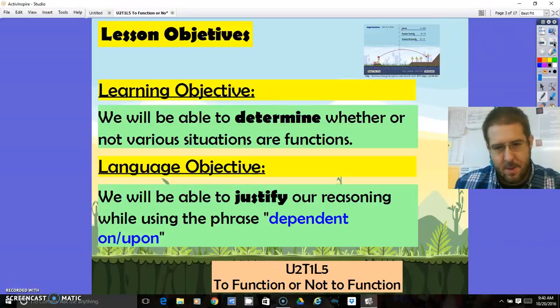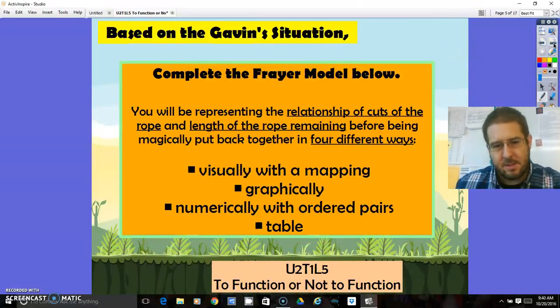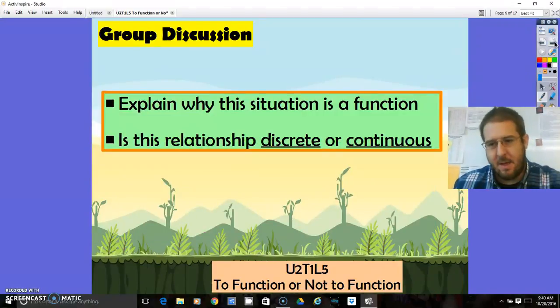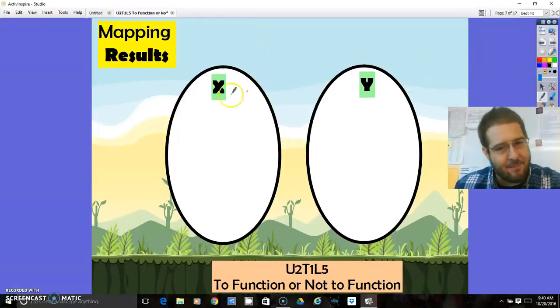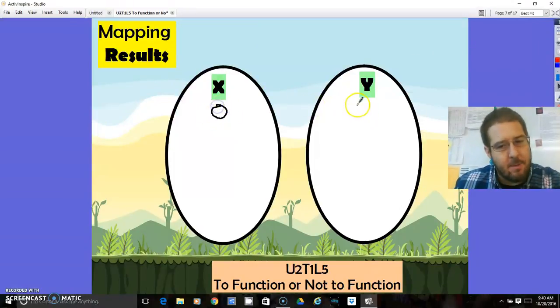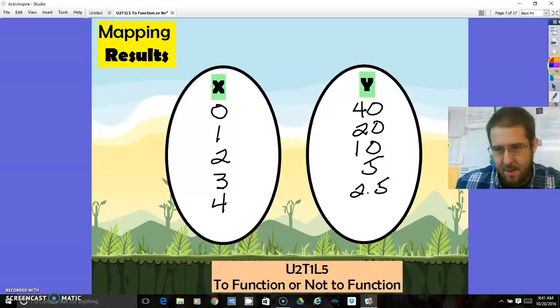In this lesson, you're going to be able to determine whether something is a function or not. And you're going to start off with this activity of Gavin the Great. Gavin has a 40-foot piece of rope, and he's a magician, and he wants to cut it in half. So if he cuts it 0 times, his rope is 40 feet long. If he cuts it 1 time, he cuts it in half, it's only 20 feet long. If he cuts it twice, it's going to be 10 feet long, and 3 times, it's going to be 5. 4 times, it's going to be 2.5, and that pattern can continue forever.